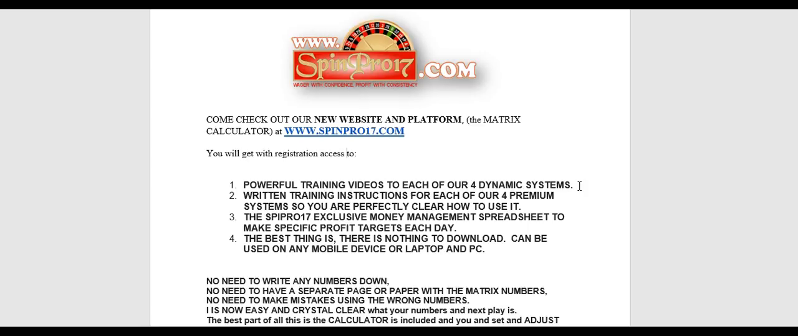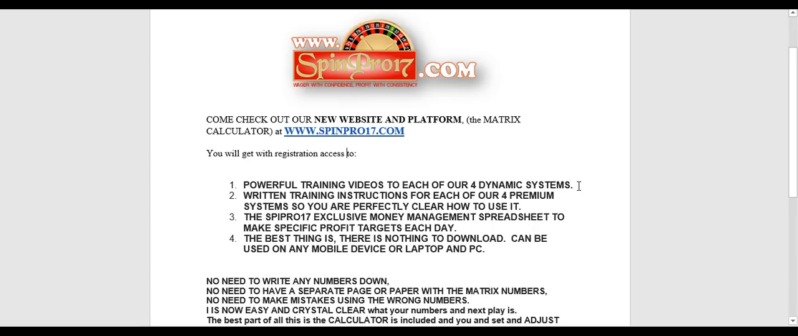It's the same systems. You're getting an exclusive management spreadsheet, which will allow you to make a desired profit target each day. And the best thing is there's nothing to download, with the exception of the management spreadsheet, of course. That's just a spreadsheet you can actually print out. And you can use this on any mobile device. So there's no need to write any numbers down. There's no need to have a separate page or paper with matrix numbers. No need to make mistakes using the wrong numbers. It's all going to be in front of you.